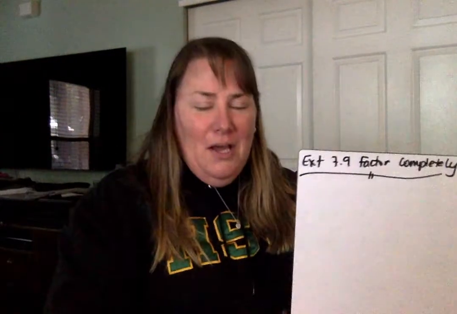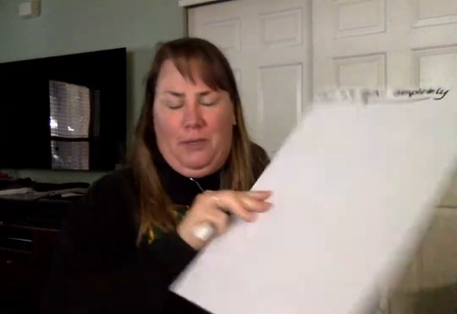So here we go. Let's go by factor by grouping. Now, when you factor by grouping, it's very obvious because you have four terms. And what you do is you put them into groups. So example 1 is going to be factor by grouping.